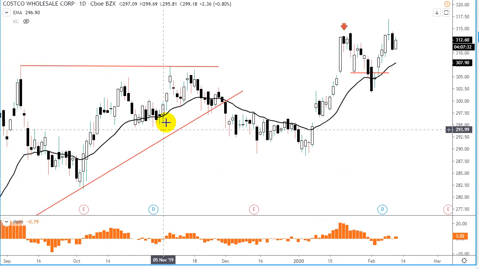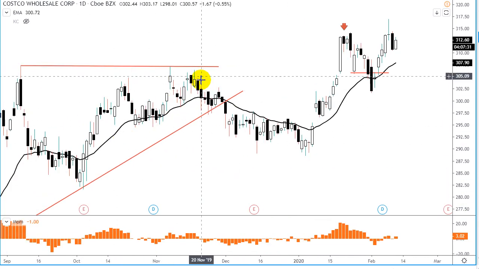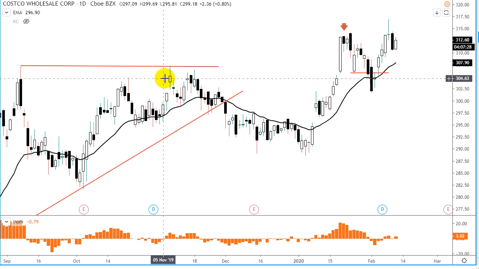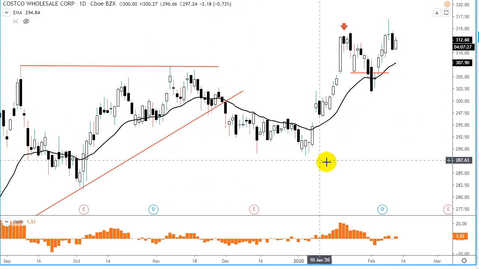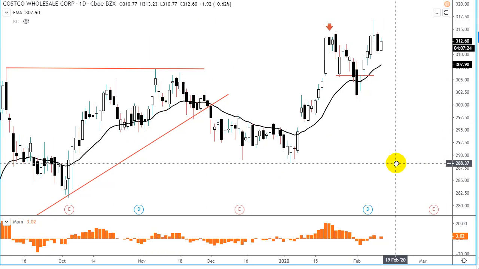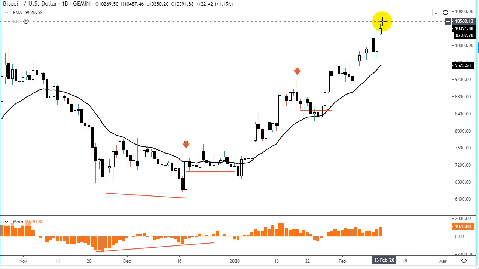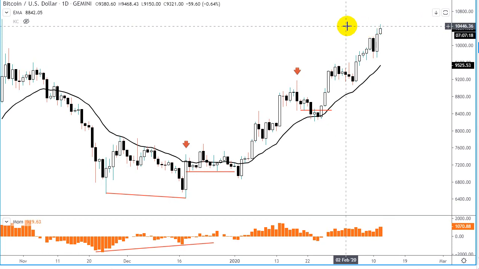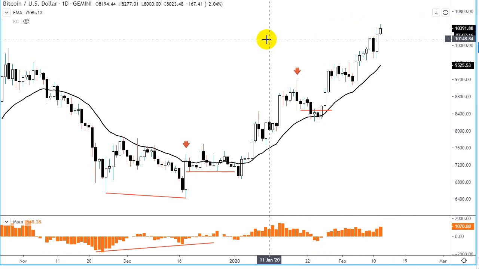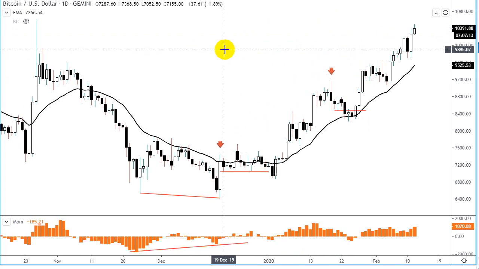And also keep in mind, this is coming into earnings as well on Costco, which could account for this choppy type of price action. And the last one we're going to take a look at is Bitcoin, which has surprisingly and pretty quietly hit the over $10,000 mark again. So let's take a look at it.